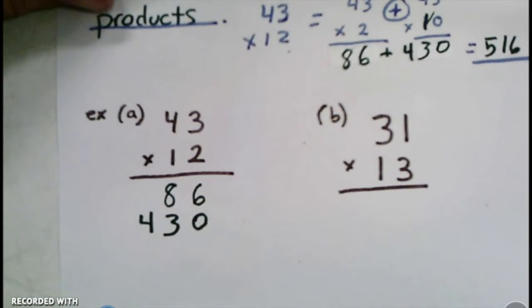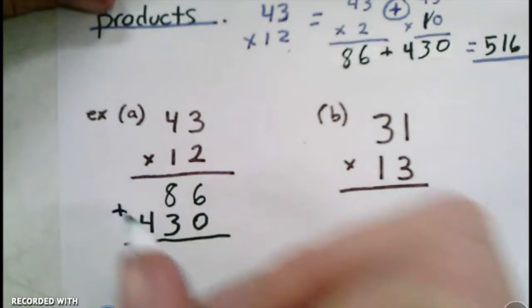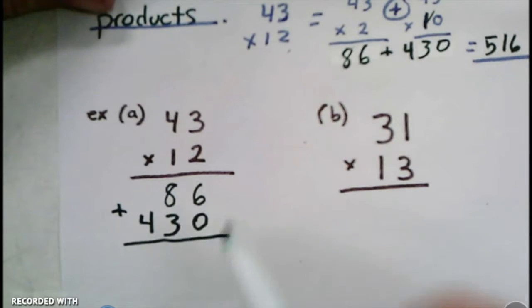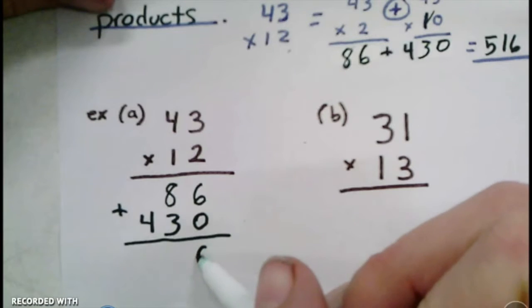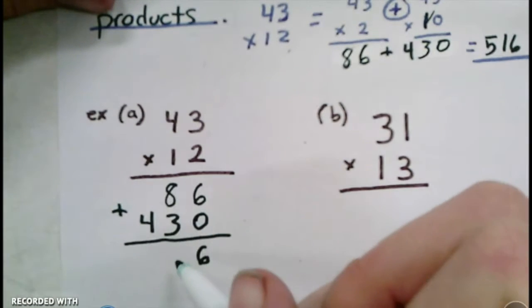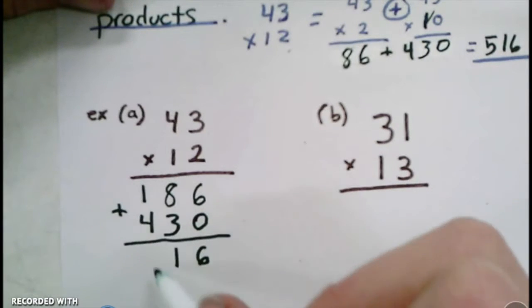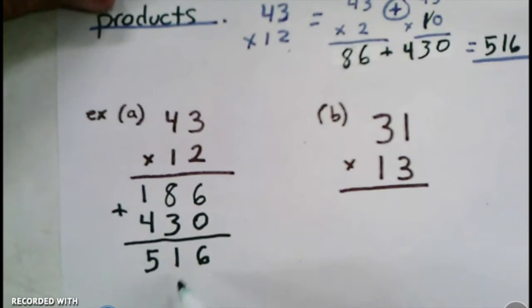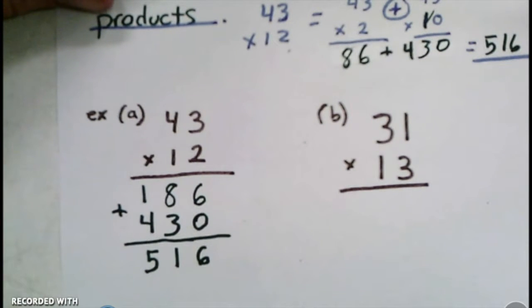Okay, now I have my next step. I have my partial products, and now I need to add. So I'm going to add these two lines, and I'm going to add them straight down in their columns. 6 plus 0 is 6. 8 plus 3 is 11. 1 plus 4 is 5. So my answer is 516, just like we saw up there.